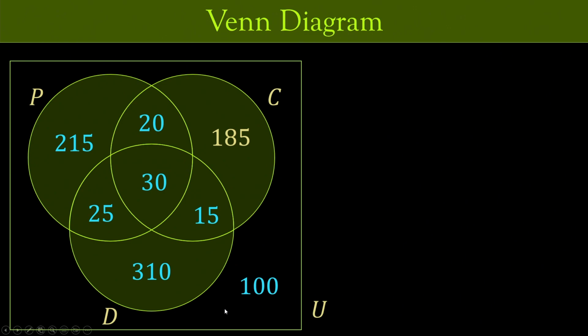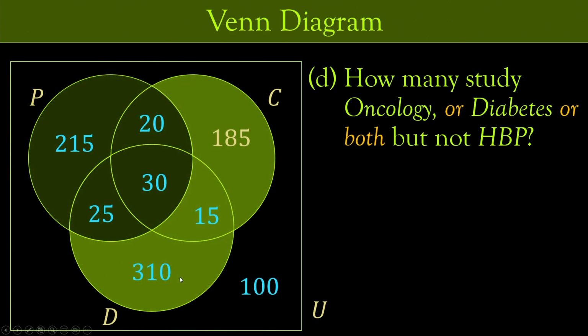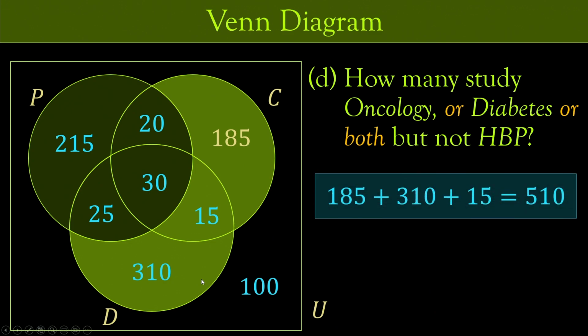And lastly, the question is how many study oncology or diabetes or both oncology and diabetes but not high blood pressure? So these study oncology or these study diabetes or these 15 study both diabetes and oncology. Okay, but we cannot add this because these ones are studying high blood pressure. And so the region we are interested in is these three here. Okay, so we can add those three and our answer turns out to be 510. Please check carefully and confirm that this sum brings us to 510. Does it bring us to 510? So 15 plus that is 200 and 200 plus 310 is 510. This is how you answer this question.